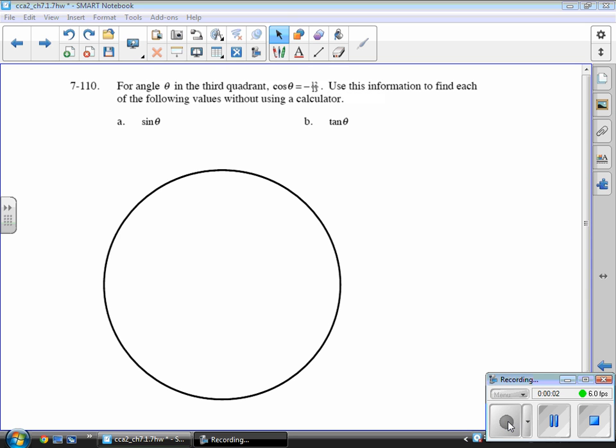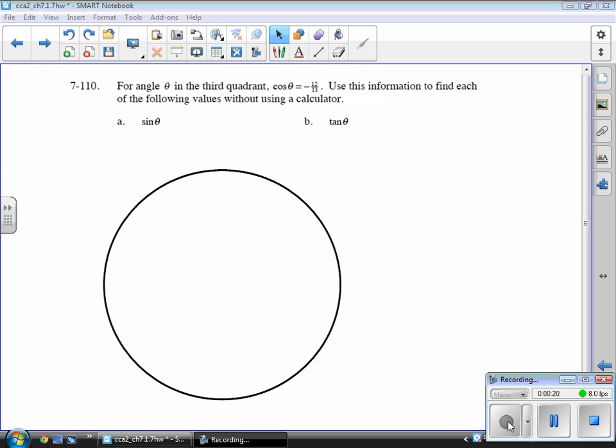This is problem 7-110 from section 7.1.7. For angle theta in the third quadrant, cosine of theta equals -12 over 13. Use this information to find each of the following values without using a calculator: sine of theta and tangent of theta.